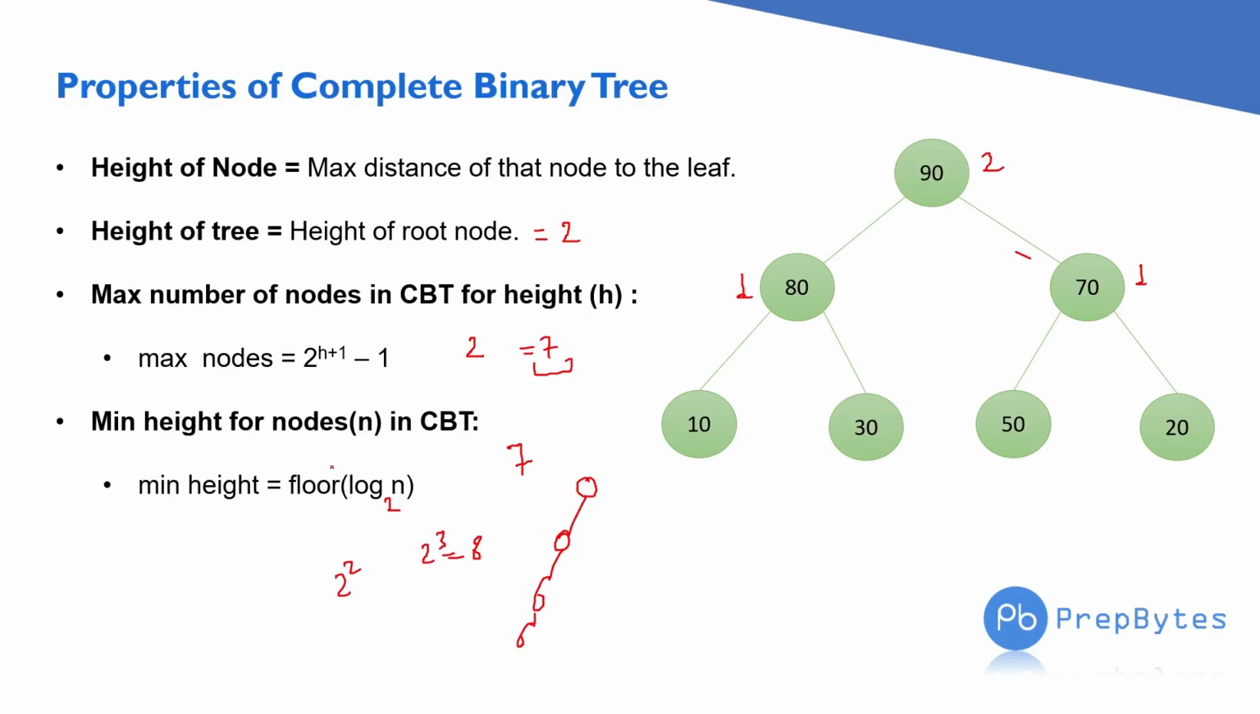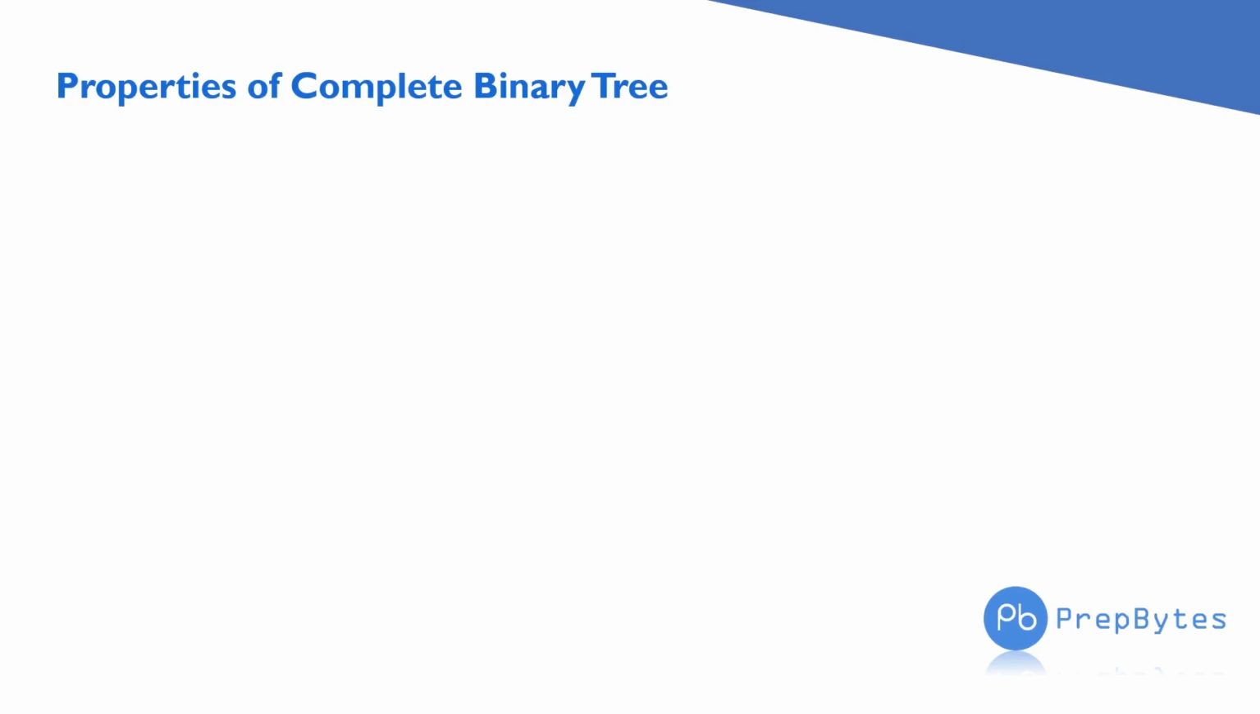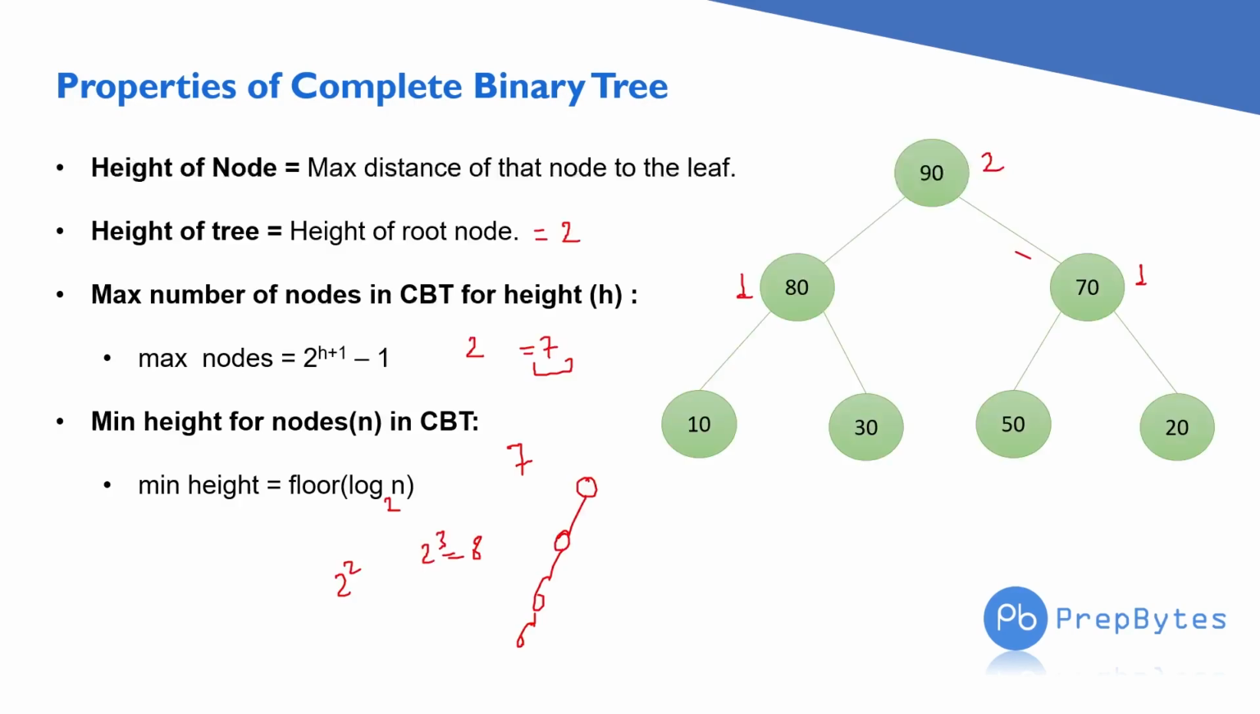Now the next property which we will see is actually important. It is very important. Also in these properties, this is log n, correct? The minimum height is log n. So a max tree height is also log n.